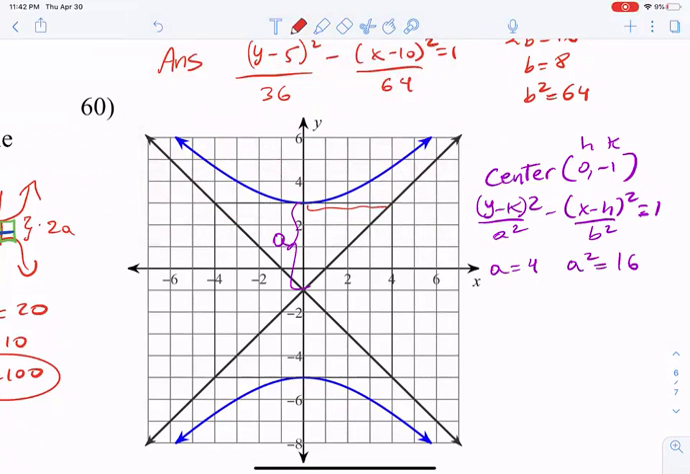So from here to here. So this is 1, 2, 3, 4. So that's 4. So b equals 4. So b squared is 16, the same. So now we have everything.